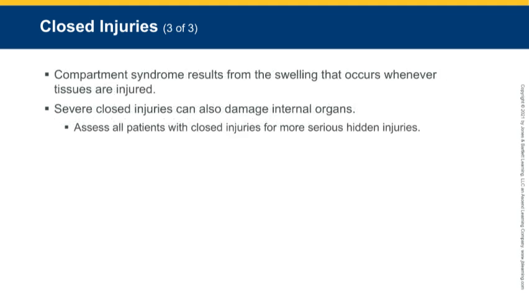Compartment syndrome is another severe consequence of closed injuries. It occurs when swelling and internal bleeding increase pressure within a muscle compartment, reducing blood flow and leading to tissue death. Without prompt recognition and treatment, this can result in permanent damage or even loss of a limb. Always assess closed injuries carefully, as underlying damage may be more serious than it appears.